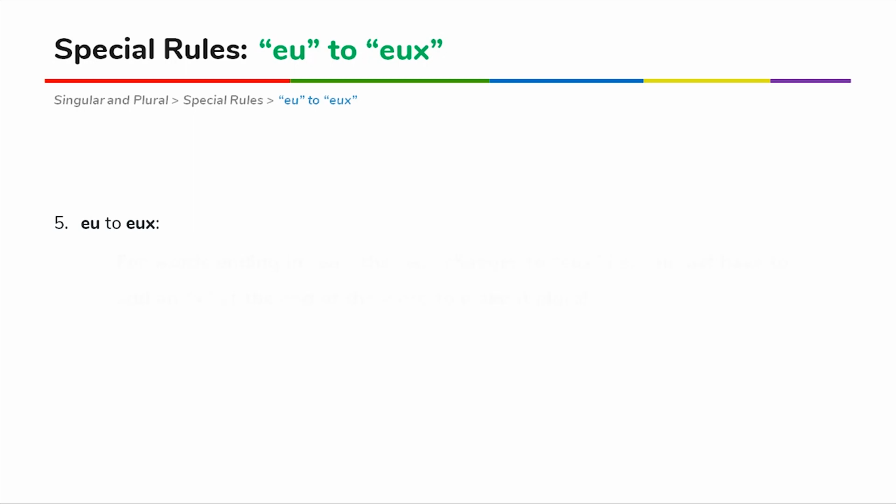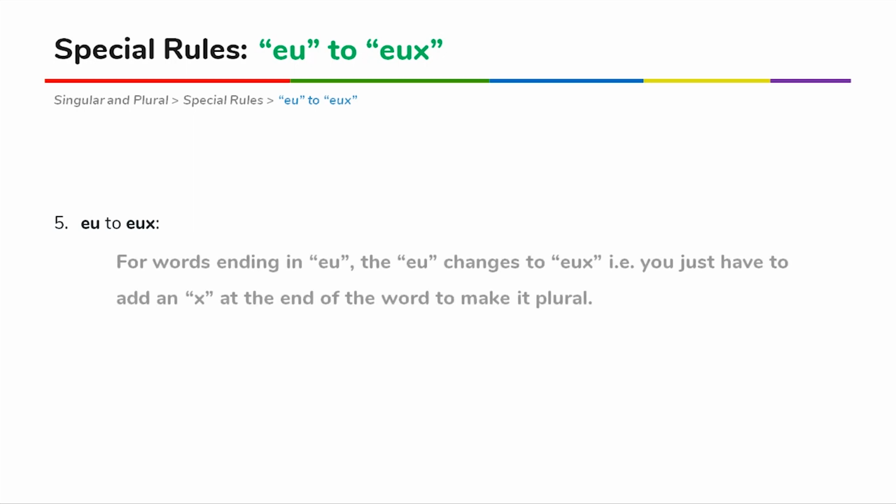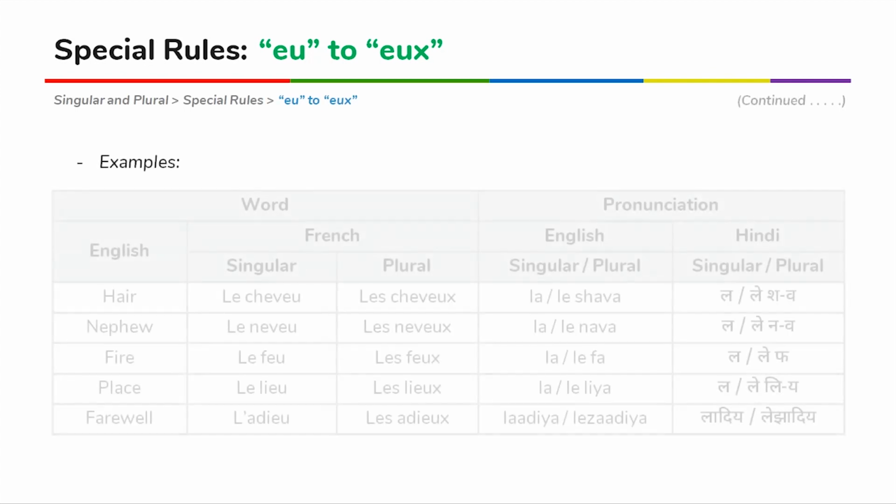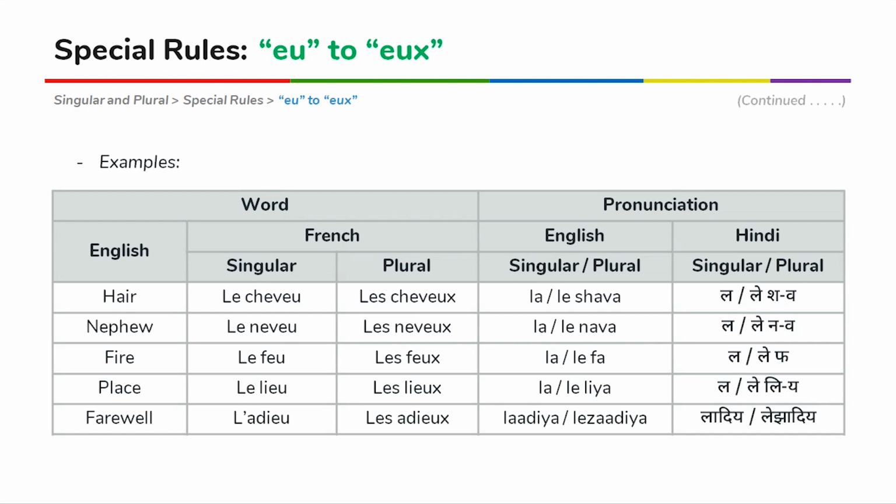EU changes to EUX. For words ending in EU, the EU changes to EUX, that is, you just need to add an X to EU to make it plural. Go through these examples shown.